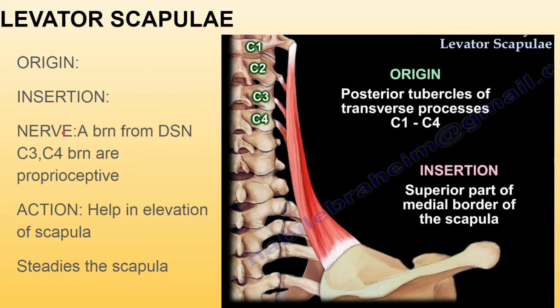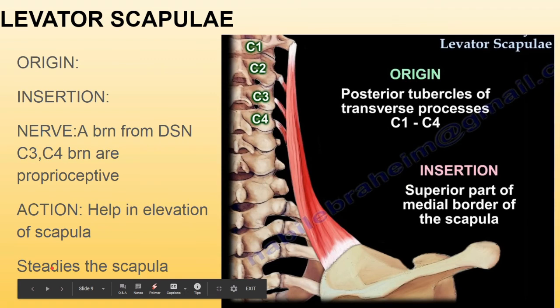The nerve supply is a branch from the dorsal scapular nerve, root value C5, and the C3 and C4 branches are proprioceptive. So remember, its origin is from C1 to C4, and the nerve supply is mainly C3 and C4 for proprioception, and the C5 dorsal scapular nerve also supplies it. Now the action: it helps in the elevation of the scapula and also steadies the scapula.